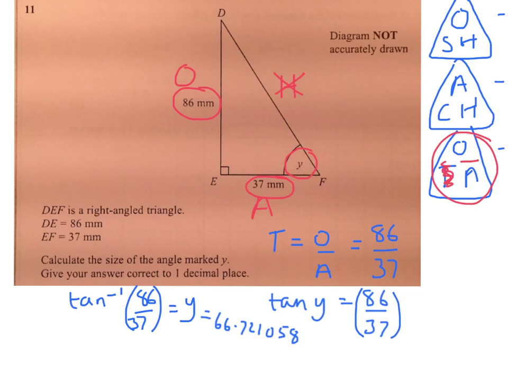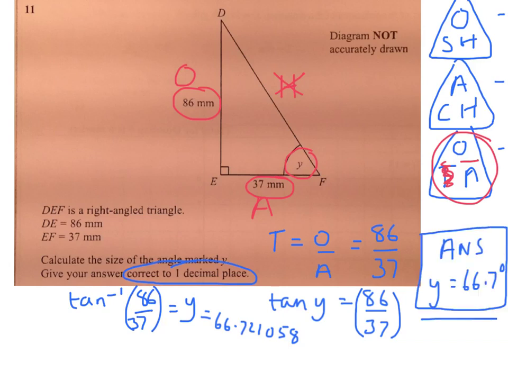66.721058. But of course the question asks for us to give our answer to 1 decimal place. So let's write that over here, nice and clear. Y is equal to 66.7 degrees. Don't forget to write the units because they are degrees because it's an angle.